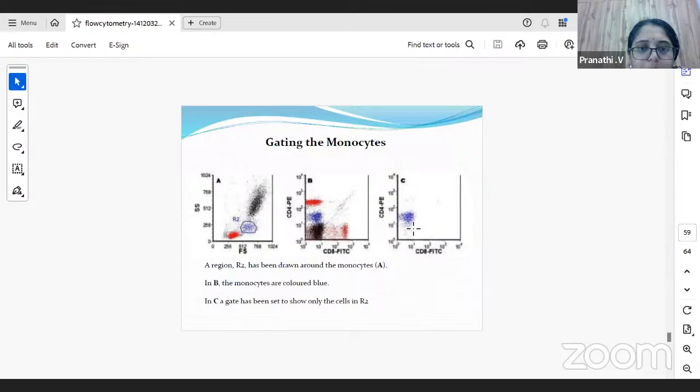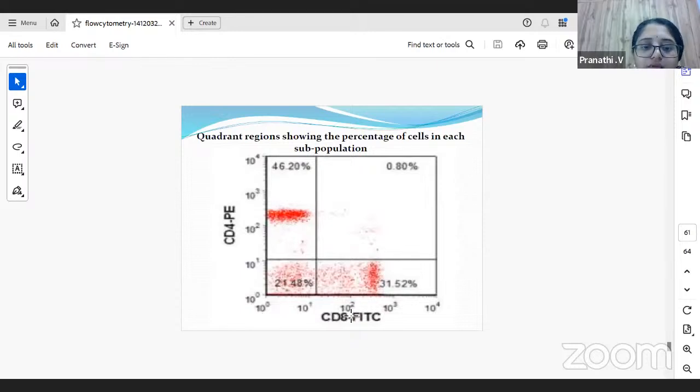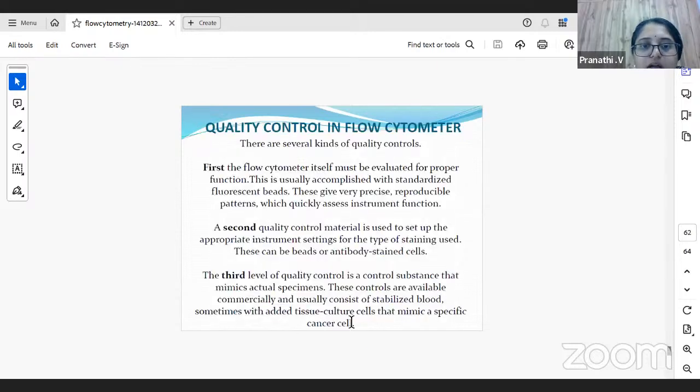R2. And then if you see T lymphocytes and you want to distinguish between them, you're going to use a different kind of peak. You're going to get lymphocytes over here, T cells over here, and then you have a CD20 FITC conjugate. So this is all the analysis of your flow cytometer.